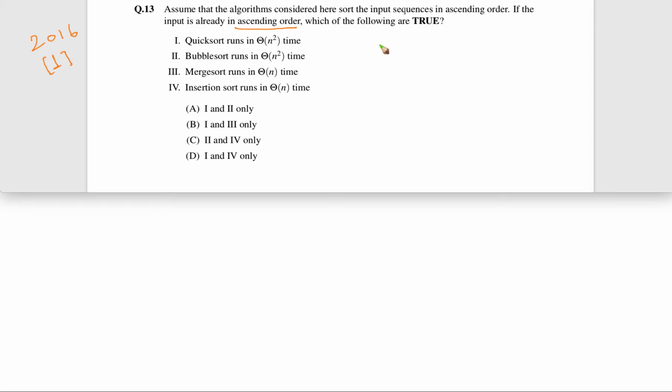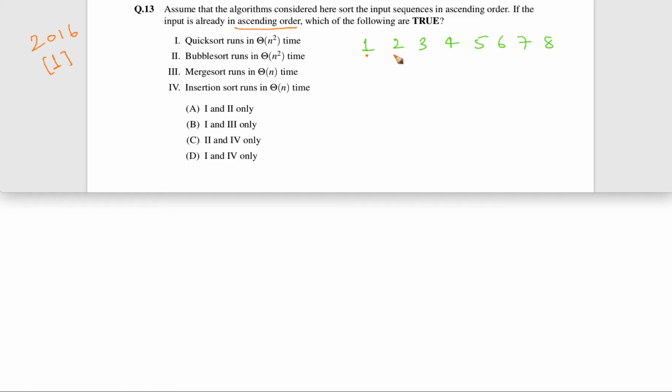So if an input is already sorted, something like 1 2 3, let's say 4 5 6 7 8, and this already sorted input is fed to the quicksort algorithm, then what is the running time? That we have to find out. Okay, so let's say that we are choosing the first element as the pivot. Then what is going to happen?